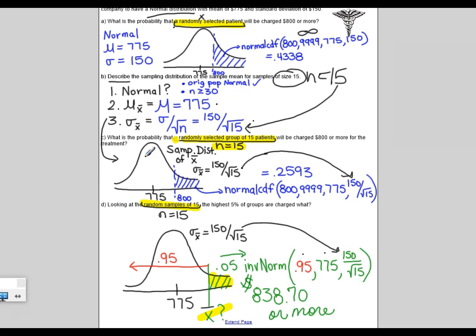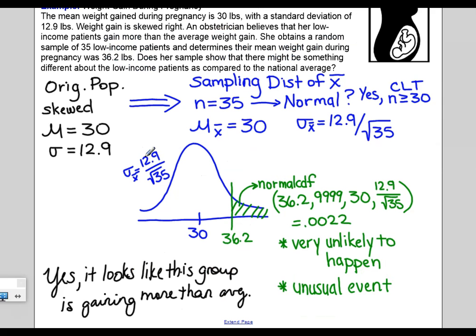So this gives us an idea of what to look for in our problems to tell if we're going to be using the original population or if we're going to be using the sampling distribution. If you're given a sample size or it's talking about an average or a sample mean, then those are some clues telling you that we are talking about the sampling distribution and not the original population.